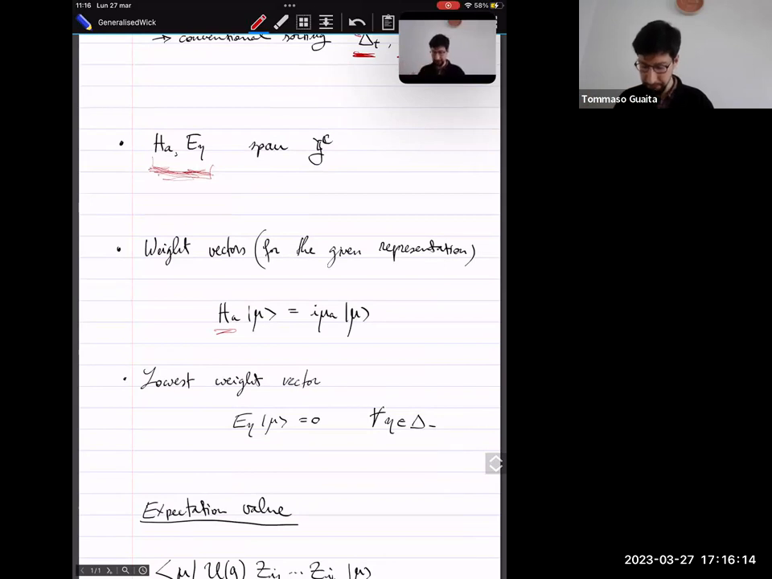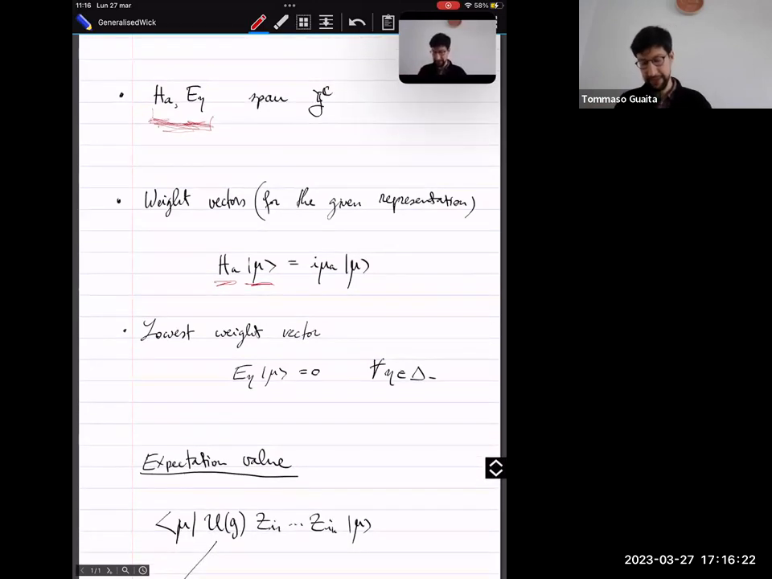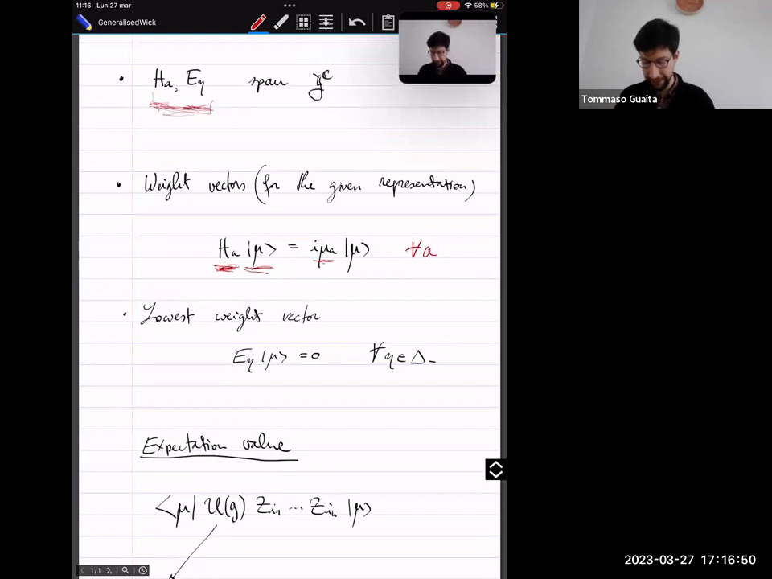So given the representation, I can define the weight vectors mu basically as the eigenvectors of the operators H, the common eigenvector basis of the operators H. The operators H all commute, so they have a common basis of eigenvectors, which I call mu. And each mu is an eigenvector of all the operators H_A for every A. And the corresponding eigenvalue I call i mu_A, because it's anti-Hermitian.